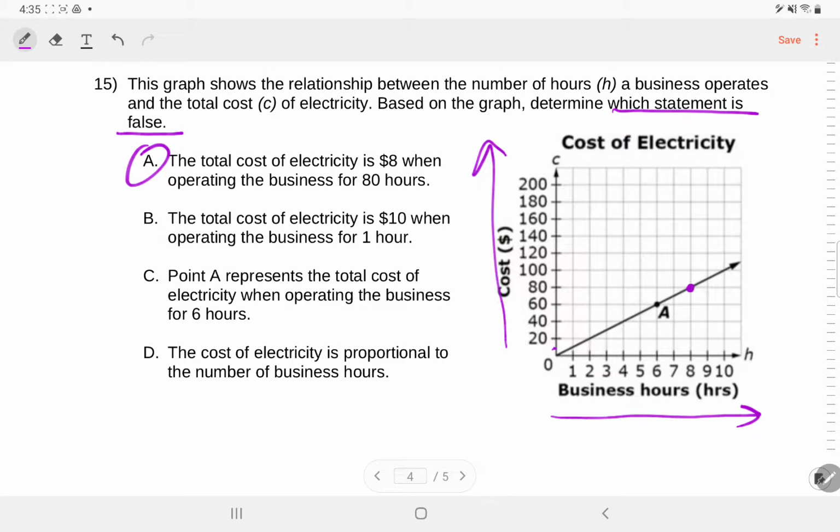The total cost of electricity is $10 when operating the business for 1 hour. So 1 hour, we can see it's actually at 10. 2 hours is at 20. 3 hours is at 30.